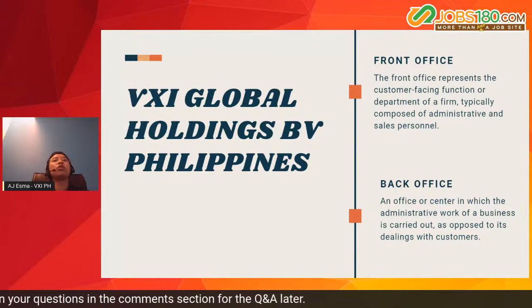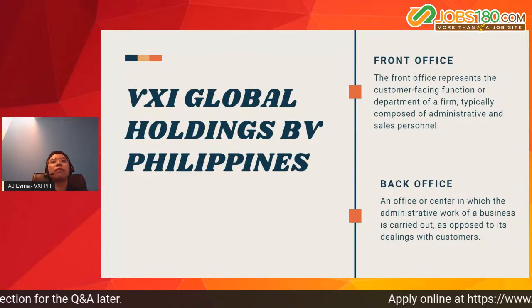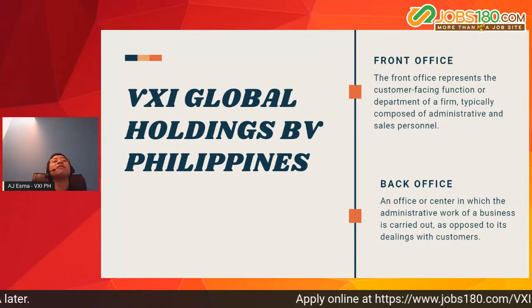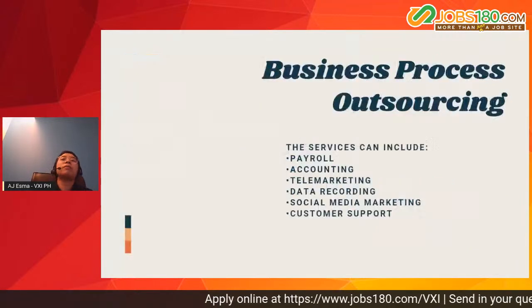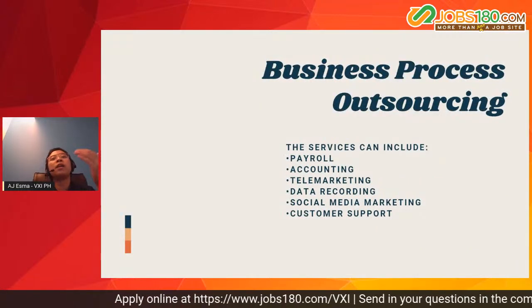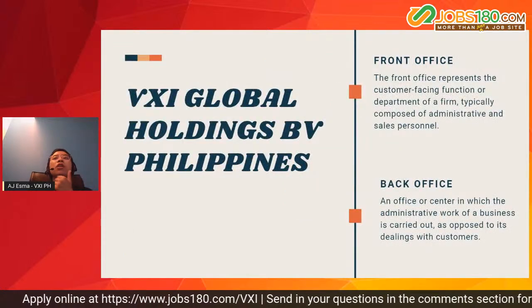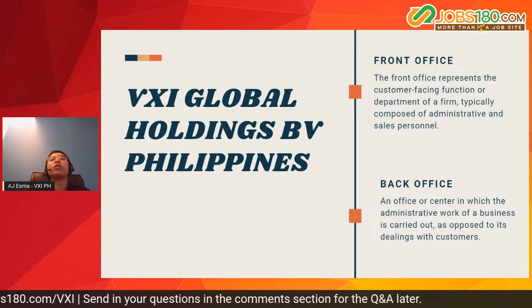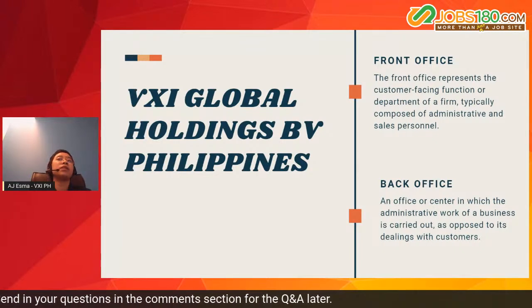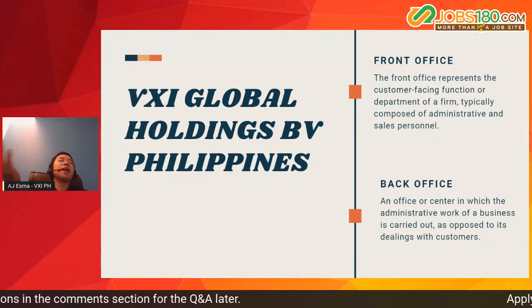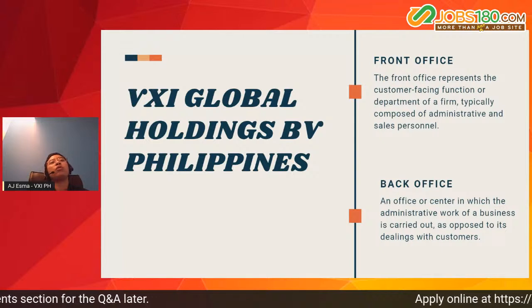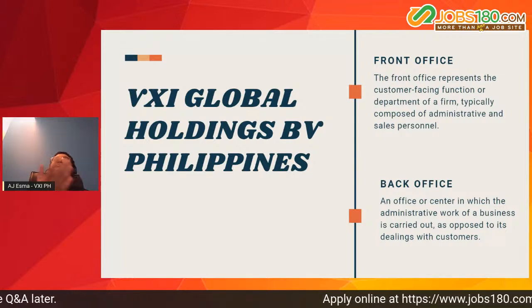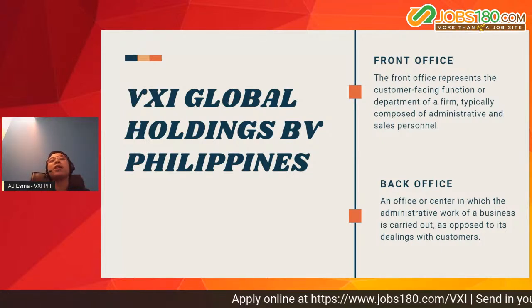Okay, so here in VXI as a BPO company, we have two parts in the company. One is the front office, the second one is the back office. The front office represents the customer facing function, so that's what I was talking about in the previous slide, doing the following services. It is the customer facing department of a firm, typically composed of administrative or sales personnel. As I mentioned earlier, we also have a sales team here in VXI.